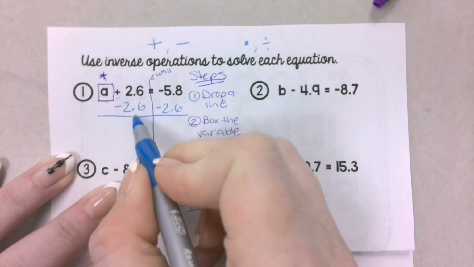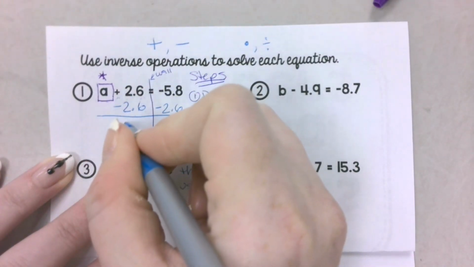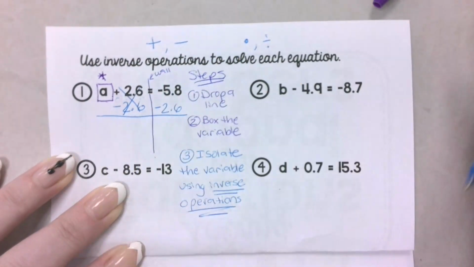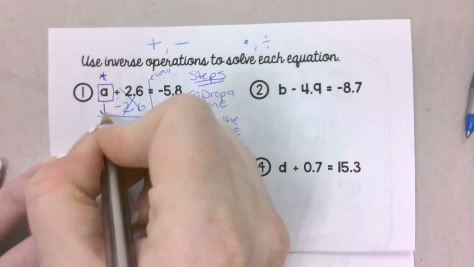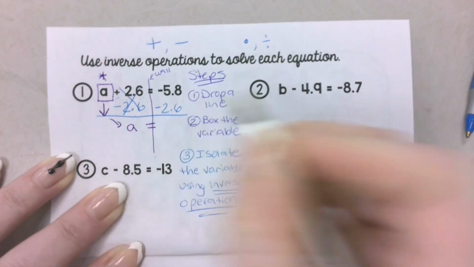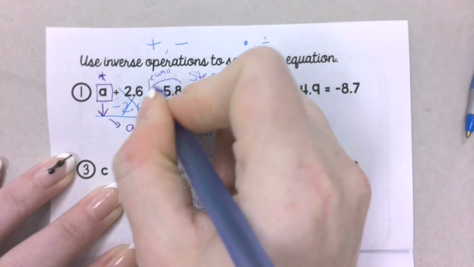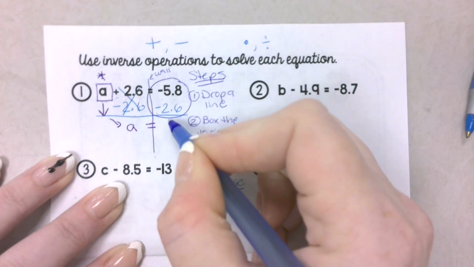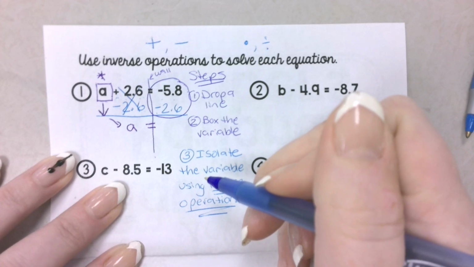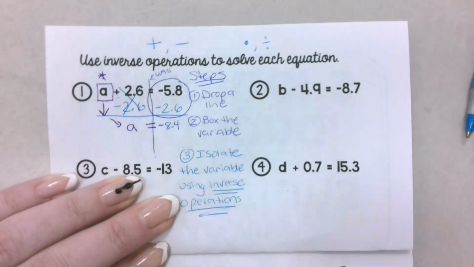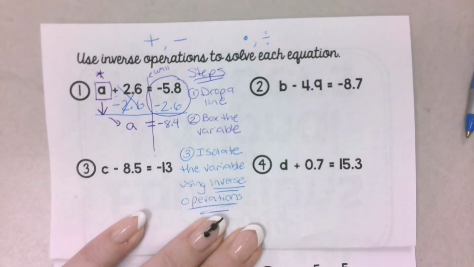Now what happens on this side is that these two cancel out to be 0, but I don't need to write the 0. I just need to know that they drop out. This is leaving me with my A, which I bring down. So I have A equals, then I do this math. Negative 5.8 minus 2.6. If you put that in your calculator, you'll see that you get negative 8.4. Now the beauty of this is that you can check this.